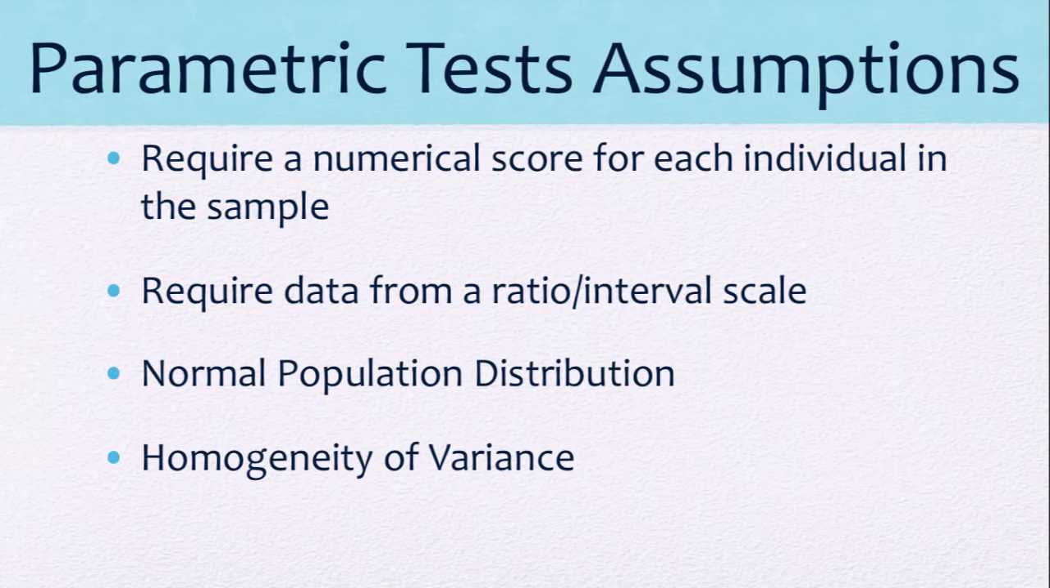For one, they require a numerical score for each individual in the sample. And those scores that they require, the data needs to come from a ratio or interval scale. Also, there's an assumption that the population distribution is normal and also that there is homogeneity of variance.